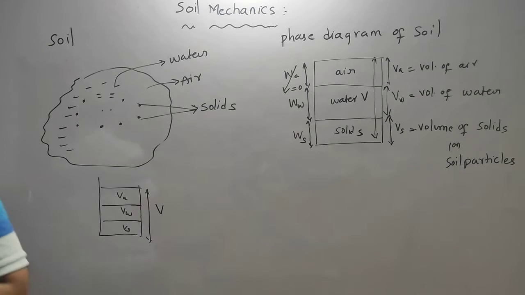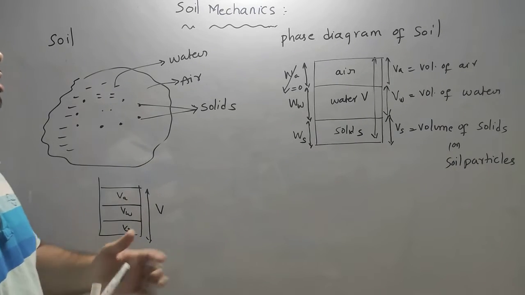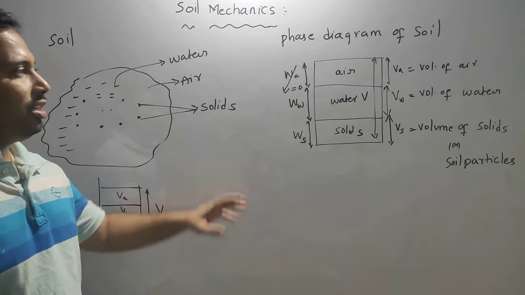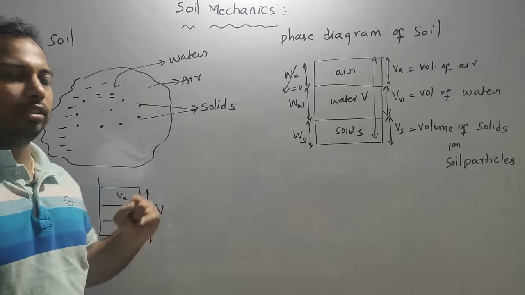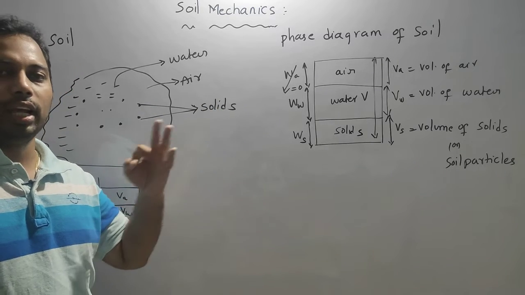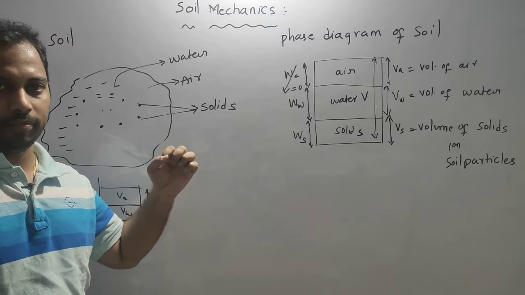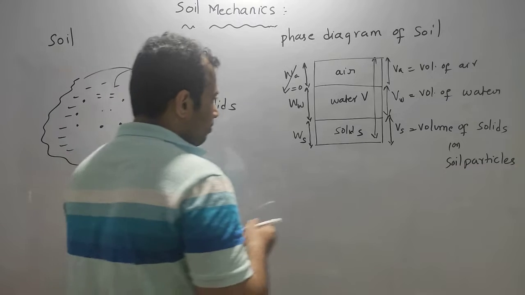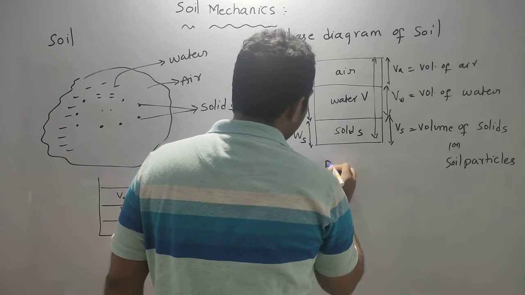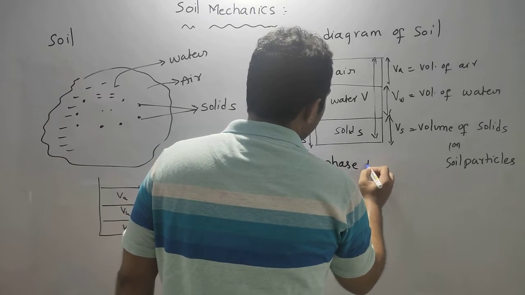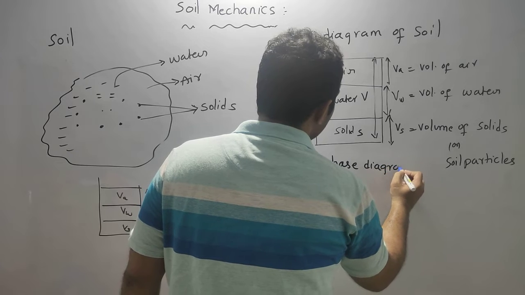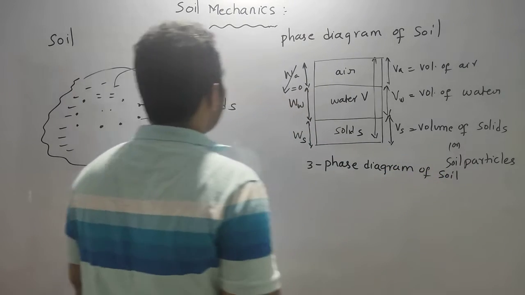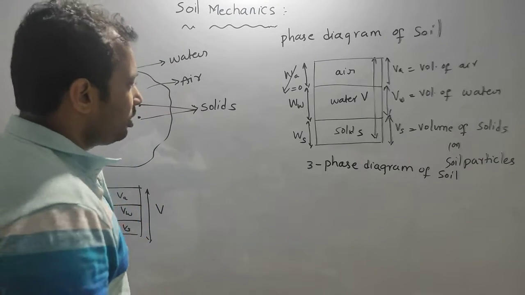Before moving on to this, we need to understand that this is a phase diagram which is showing three phases. What are the three phases? Solid, water and air. That means solid, liquid and gas. This is the three-phase diagram of soil. There will be a two-phase diagram also.